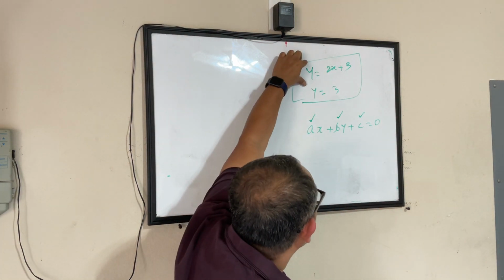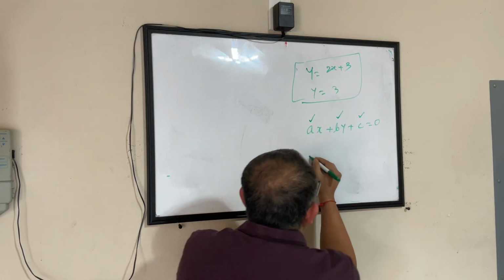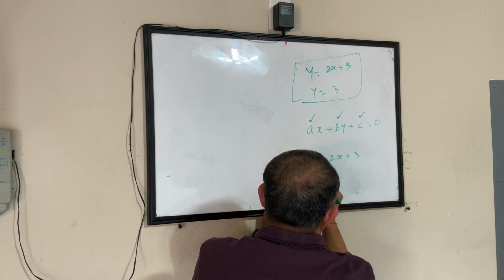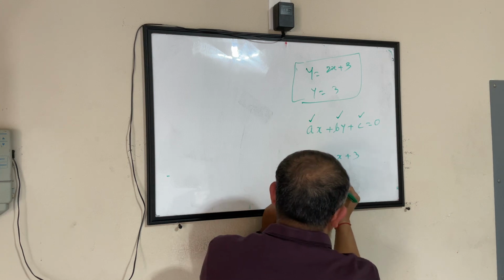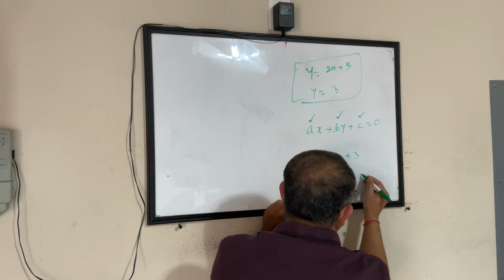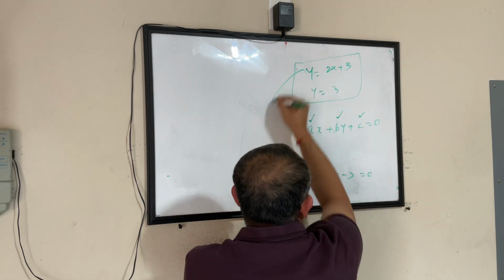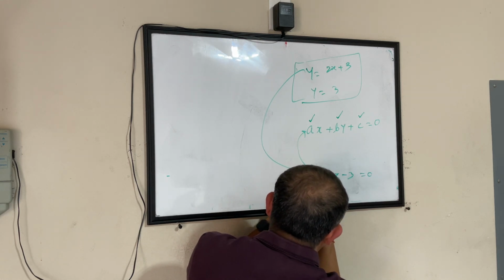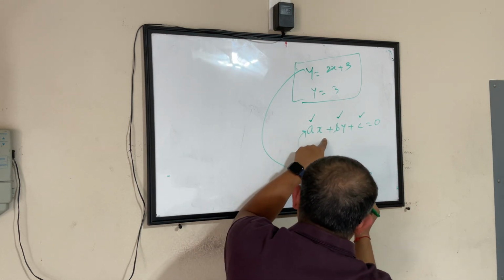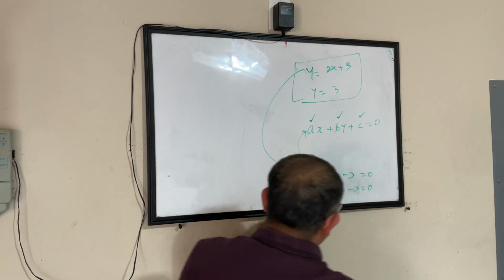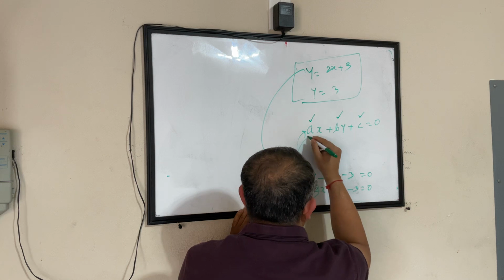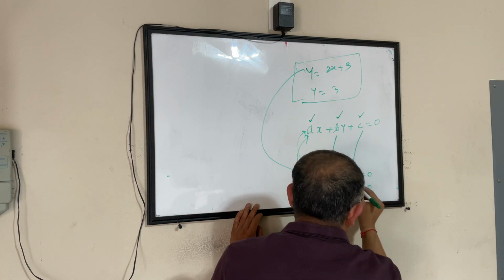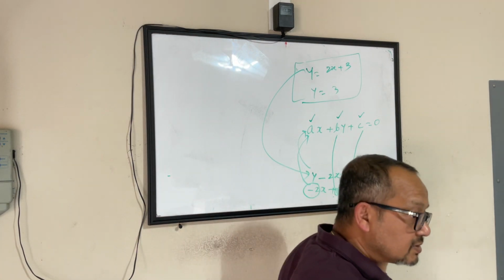Now look at this equation, y equal to 2x plus 3. What we have to do is get everything on one side of the equal to sign. So y comes to this side, and 2x becomes minus 2x, and 3 comes to this side, becomes minus 3, equals 0. So this equation is also converted into this form. Or you can rewrite it with the x term first, then the y term, and then the constant term. Now, what is your a? Minus 2. What is your b? 1. What is your c? Minus 3.